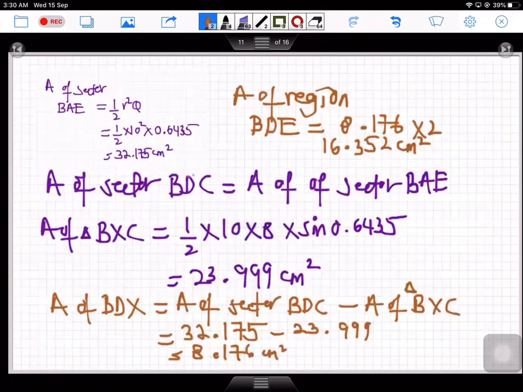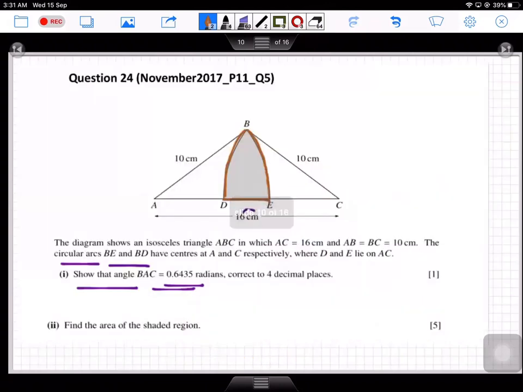Therefore, your final answer correct to three significant figures is 16.4 centimeter square. So this whole working was for 5 marks. This was question number 24, October November 2017, paper 1-1, question number 5.